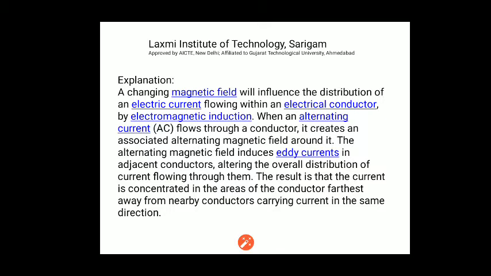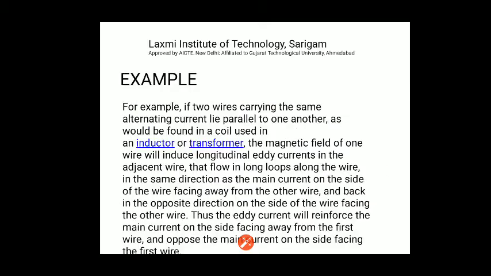So when two parallel conductors are installed together, due to the inductance, the current flowing in the same direction is called the proximity effect. Next we will discuss an example of the proximity effect.